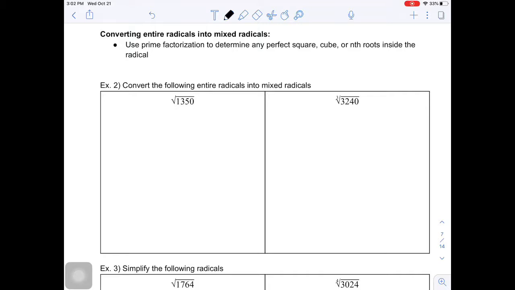So n is simply where we put any number. A perfect square would be like the square root of x, and then a cube would be the cube root of x, inside the radical.